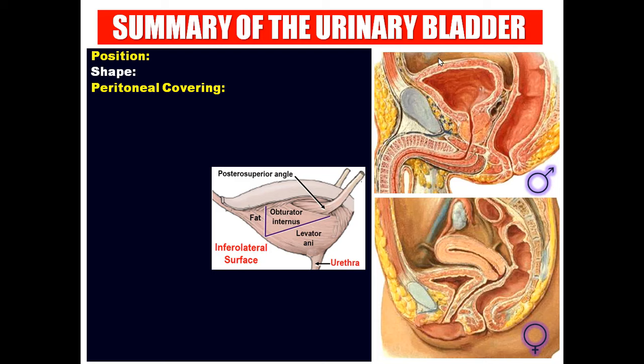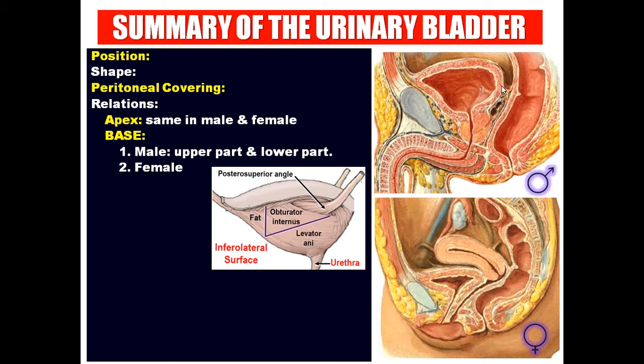Peritoneal covering: in the male, the upper surface and upper part of the base; in the female, upper surface only. And then relations of the urinary bladder. Okay, the apex is behind the pubic symphysis, and it is connected with the umbilicus by the median umbilical ligament. The base in the male: the upper part is related to the rectovesical pouch, the lower part is related to the seminal vesicles and the vasa deferentia. Okay, in the female, it is related to the vagina.